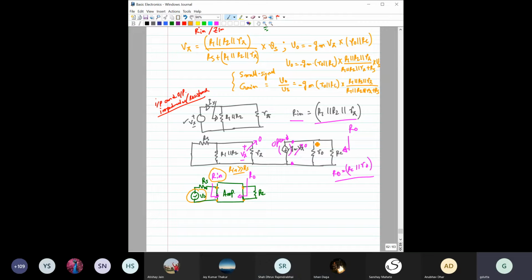Say the gain is fixed. You cannot do anything on this gain. Say the gain is fixed, and say that R naught is also fixed. Let us vary this RL. So what do you want? You want RL to be higher than R naught? Sir, how is R naught fixed when we are varying RL?